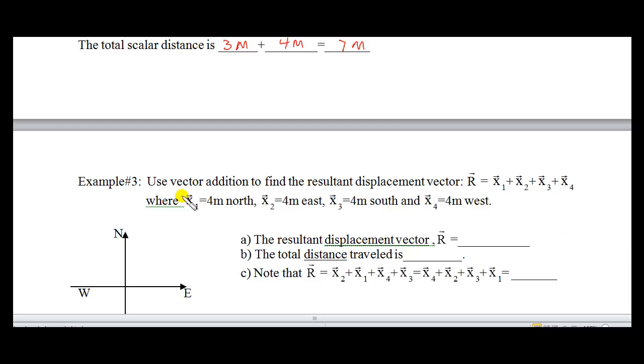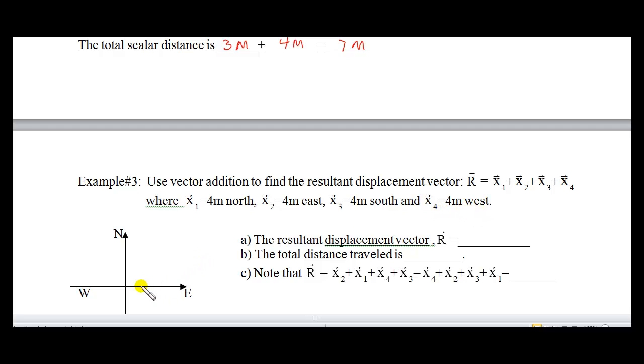I want to use vector addition to find the resultant displacement vector r equals x1 plus x2 plus x3 plus x4. These are our vectors. x1 is the first vector. It's going 4 meters north. x2 is going 4 meters east. x3, 4 meters south. And x4, 4 meters west.